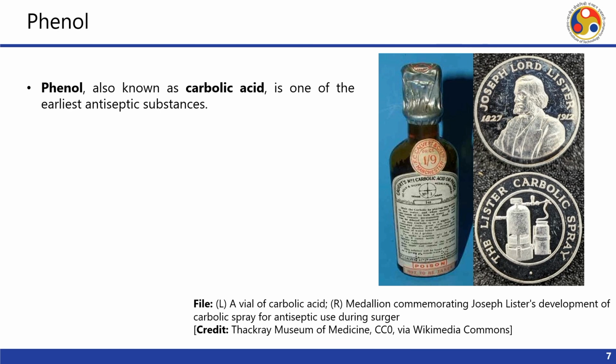Now, let us discuss one of these chemicals, phenol, which is also very common in our household use. This is also known as carbolic acid and it is one of the earliest antiseptic substances. Here you can see a vial of carbolic acid, and a medallion commemorating Joseph Lister's development of carbolic spray for antiseptic use during surgery.